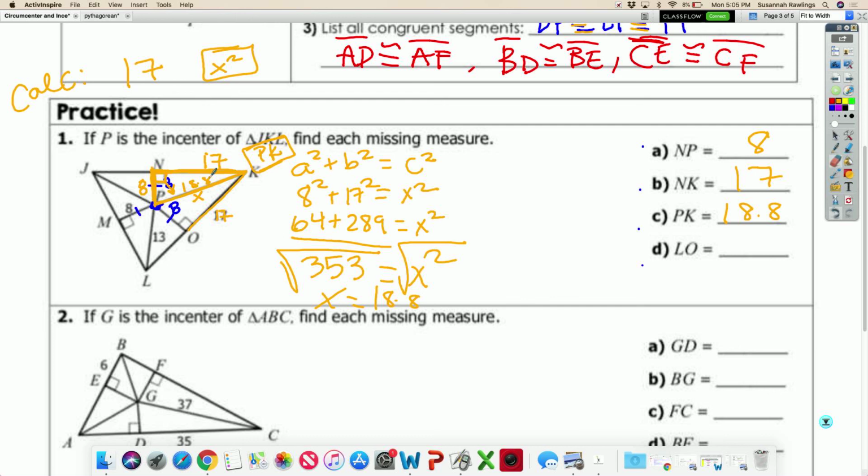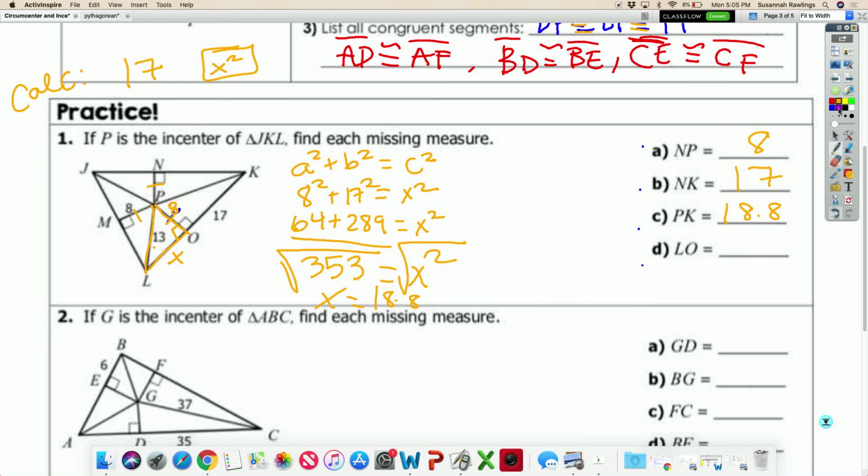In our last one, we were solving for LO. I'm going to kind of clear some of this out. Gets a little messy there. So I know that side is 8. I'm looking for LO, so I'm going to put an X there. And then I have this angle bisector there. Remember, the angle bisectors are not all congruent. So it looks like we're going to have to do Pythagorean for this one as well.